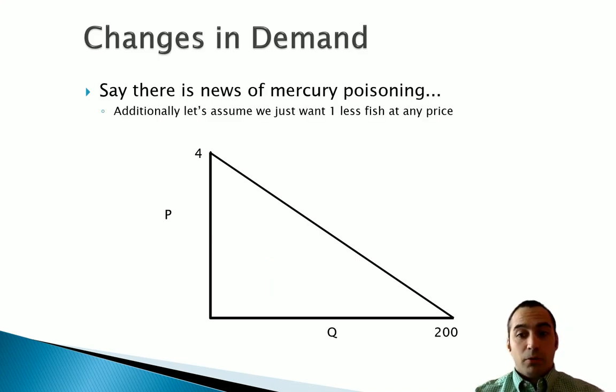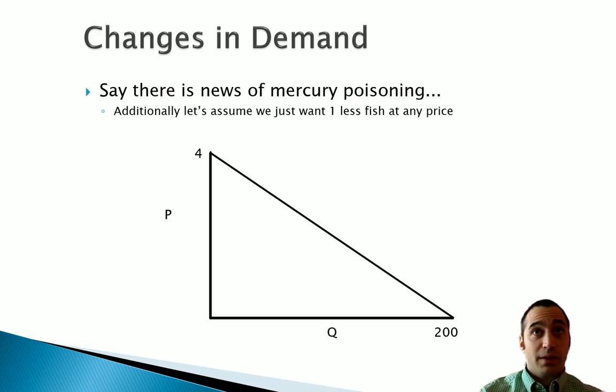Let's think about some non-price related changes. Assume there is news of mercury poisoning in our fish, and for that reason, people just want less fish. And to make this very concrete, let's assume that people just demand 1 fewer fish at any price. How would this change our graph?